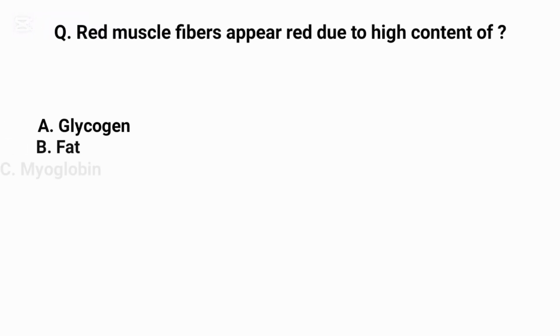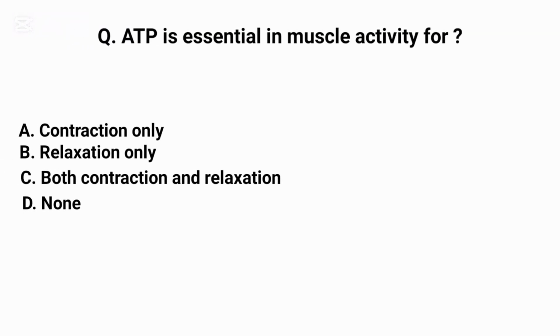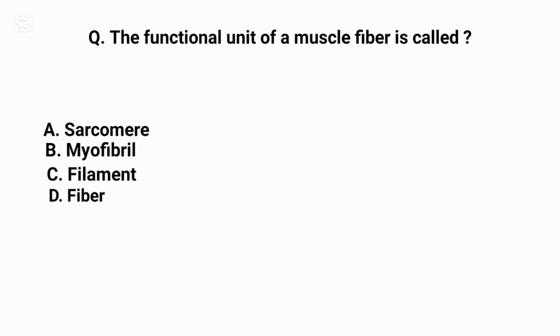Red muscle fibers appear red due to high content of. Correct answer is option C, myoglobin. ATP is essential in muscle activity for. Correct answer is option C, both contraction and relaxation. The functional unit of a muscle fiber is called. Correct answer is option A, sarcomere.